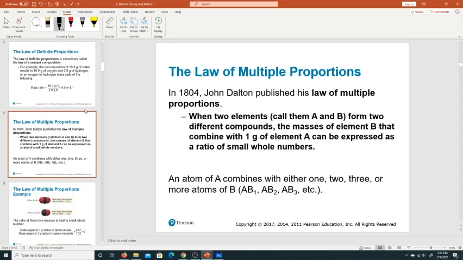Now, multiple proportions. Let's say we have atom A and atom B, and they can combine together, for example as AB, AB2, AB3, etc. So we have 2 elements and 2 different compounds. The masses of element B that combine with 1 gram of element A can be expressed as a ratio of small whole numbers. So we're not going to have fractions. Basically, what we're saying here is the atoms can combine together in whole number ratios only.